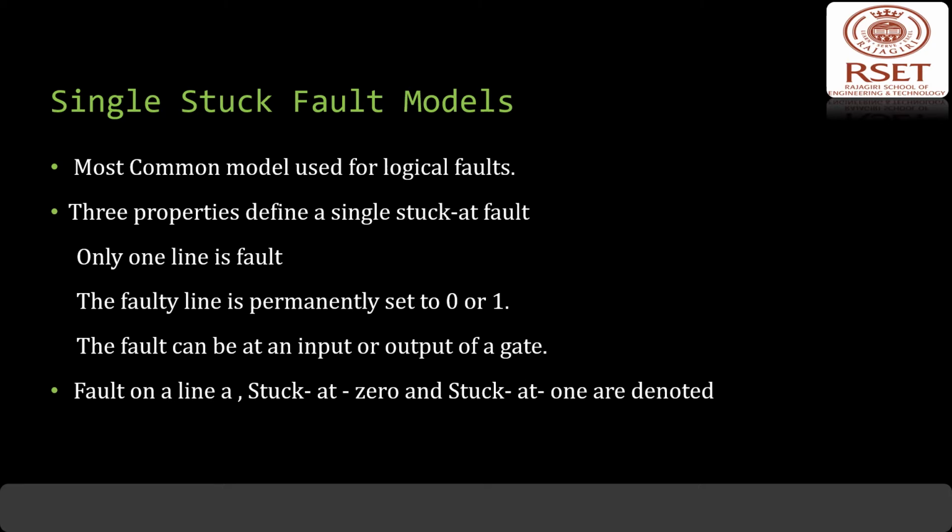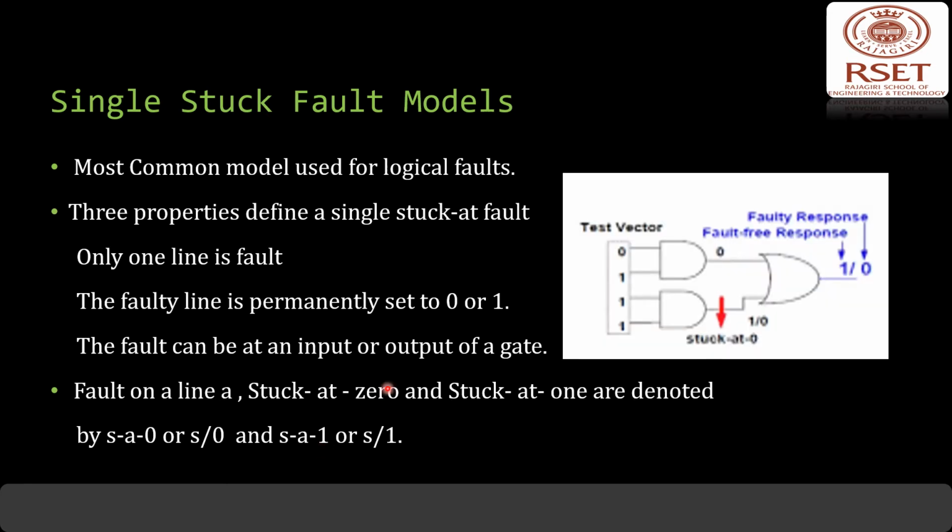Suppose that we have a fault on a line A. In that case, it can be either stuck at logic value 0 or stuck at logic value 1. Now this can be denoted like this. If you have a logic value stuck at 0 on a line A, it will be denoted as S-A-0 or S by 0. Now if the logic value is stuck at 1 on a line A, it can be denoted like this. These are the two ways in which you can represent the stuck values.